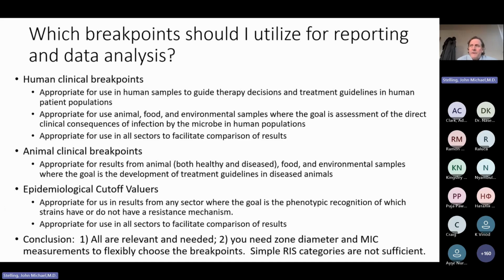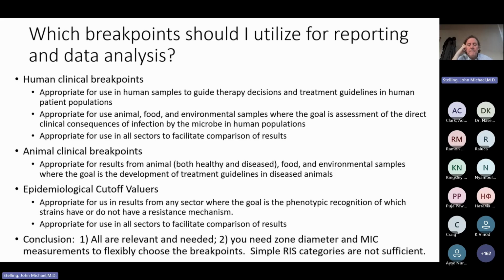Conclusion, all are relevant. So the answer is, if people ask me which breakpoint should I use, I often say you need all of them. Today, use the human breakpoints. Tomorrow, use the ECOFs. The next day, use the animal disease breakpoints, depending on what your objective is in that moment. And in WHONET, you don't need to decide at the time of data collection. It's an analysis issue, and WHONET dynamically will analyze with what you say. And in fact, it does all of them at the same time, and you can choose to filter on it if you only want one of the three. So all are needed, and we handle it dynamically, so you do not have to make the decision at the time of data collection.